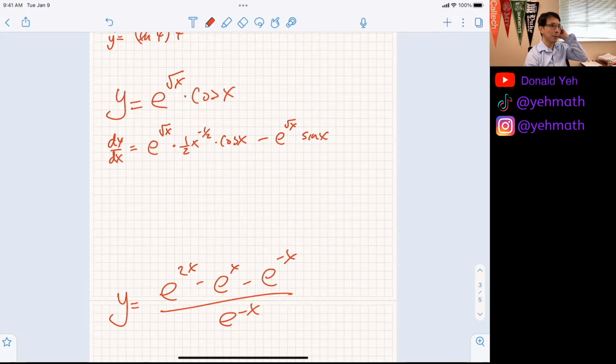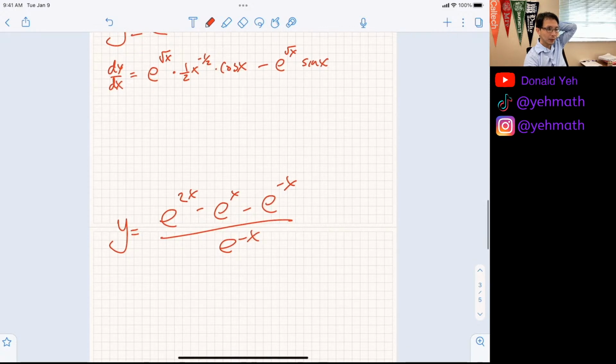Okay, for the first one, just a product rule and a chain rule. Because there's a power other than 1, it's going to be a chain rule. So it'll be 1/2 x to the negative 1/2. Oh, that's actually chain rule and the power rule, right? So the first one is derivative done.